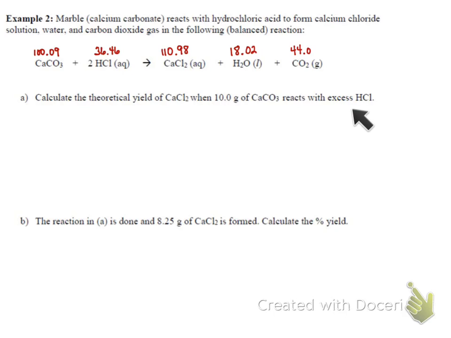Because one of the reactants is in excess, we know that this is not a limiting reactant problem. If it were a limiting reactant problem, we'd be given starting amounts of both calcium carbonate and HCl. But here we're told that HCl is excess, so we only have to do one stoichiometry problem. So the first step is to use the 10 grams of calcium carbonate and calculate how much calcium chloride we should be getting. And usually this is not spelled out, but you do have to do it.